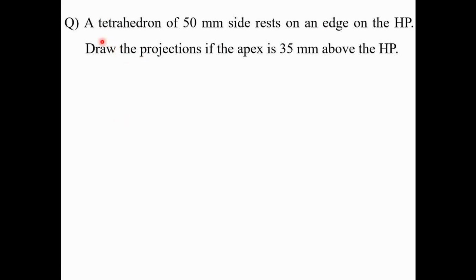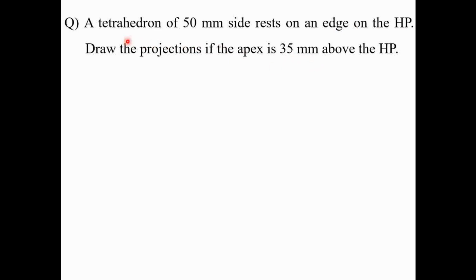So the very first thing is that the given question is related to the tetrahedron of side 50 mm, which is resting on an edge of base on the HP. We have to draw the projections of it if the apex is 35 above the HP. So this is the complete numerical.